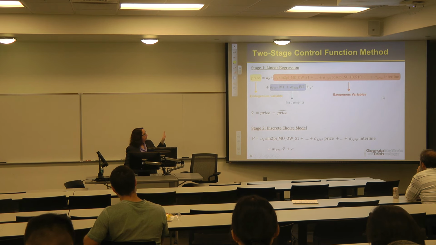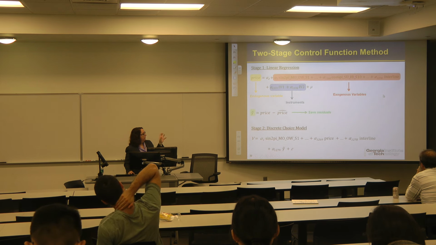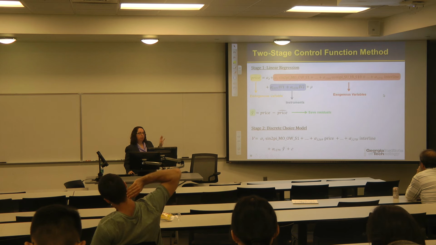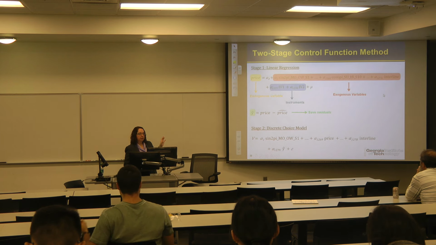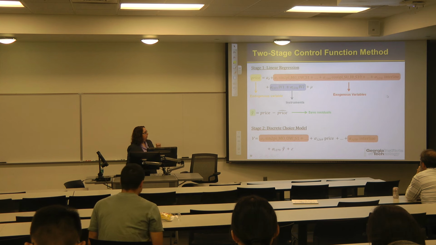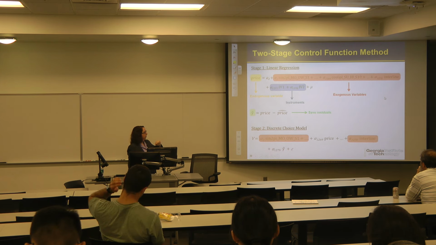So after I estimate price as a function of all the variables I'm putting in my discrete choice model and my instruments, I then take the residual, the difference between the price and the predicted price. I then run my discrete choice model. Again, I put in the same variables I put into my first stage linear regression model, put in my price coefficient, and then the residual.